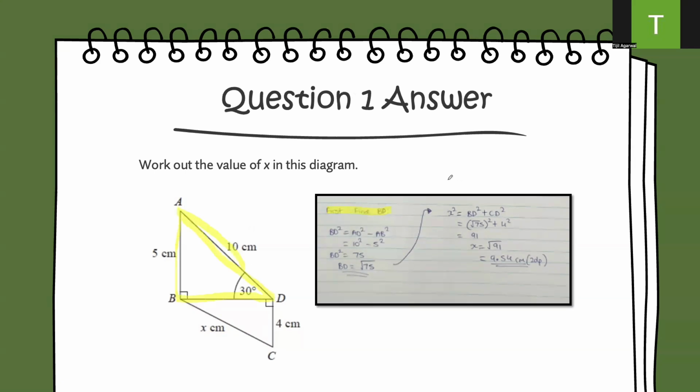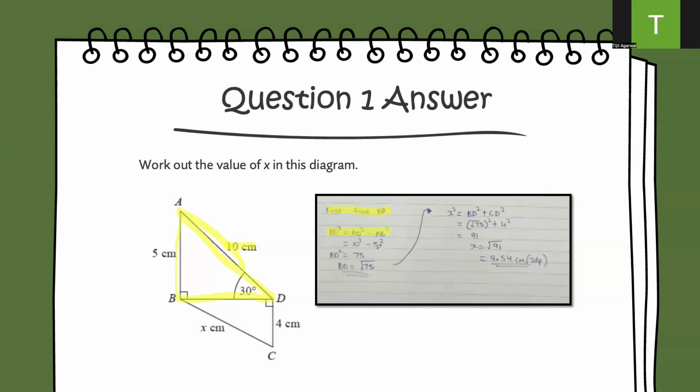Now we know that BD squared is equal to AD squared minus AB squared. Now why are we doing minus? Because we already have the hypotenuse. We are finding the length of one of the shorter sides. So to do that, we have to rearrange the formula, since we know that AB squared plus BD squared is equal to AD squared. Therefore, if you rearrange to find BD squared, it's going to equal to that.